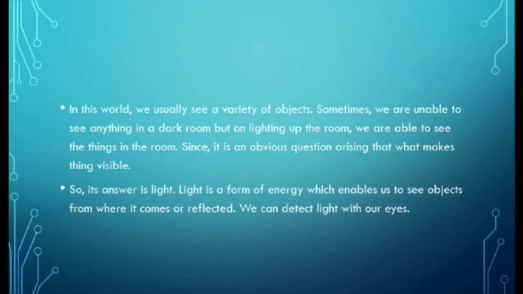First, let's see what are lights. In this world, we usually see a variety of objects. Sometimes we are unable to see anything in a dark room, but on lighting up the room, we are able to see the things in the room. An obvious question arises: what makes things visible? So its answer is light. Light is a form of energy which enables us to see objects from where it comes or is reflected. We can detect light with our eyes.